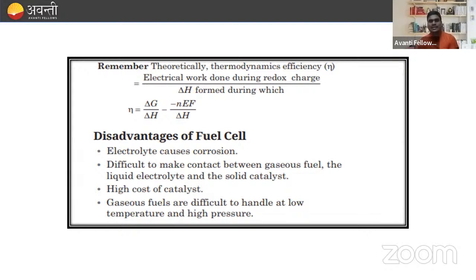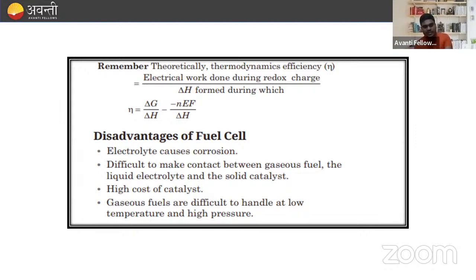minus NFE upon delta S. So basically that is how you calculate the efficiency of the fuel cell. Now let's see some disadvantages of the fuel cell. Basically, the electrolyte causes corrosion. So in this we use an electrolyte which may cause corrosion.